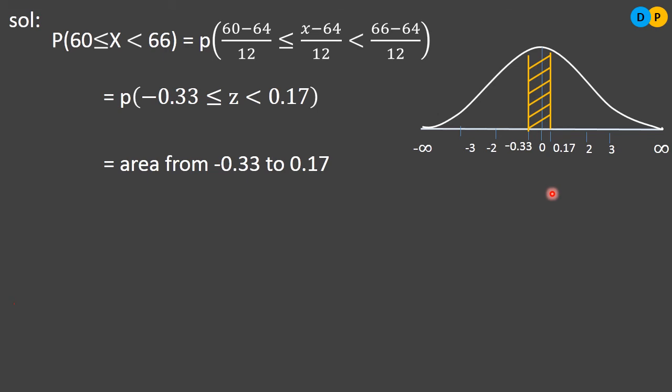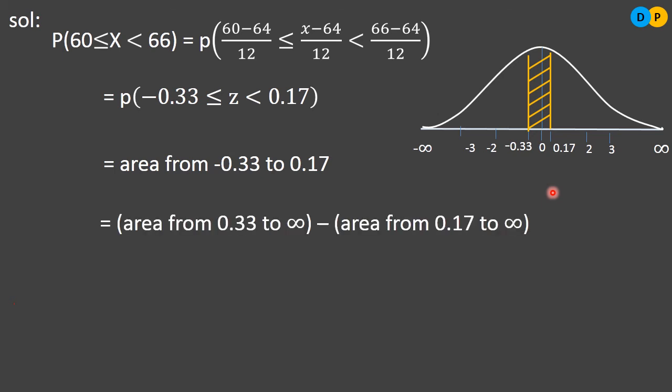We can make use of the statistical table. We have a normal distribution table, we can make use of that. First of all, we need to decide from where we need to look it out. So we need to look out the area from minus 0.33 to infinity. Later we can easily do the subtraction. So first we will find the area from minus 0.33 to infinity. From this area we will subtract the area from 0.17 to infinity.